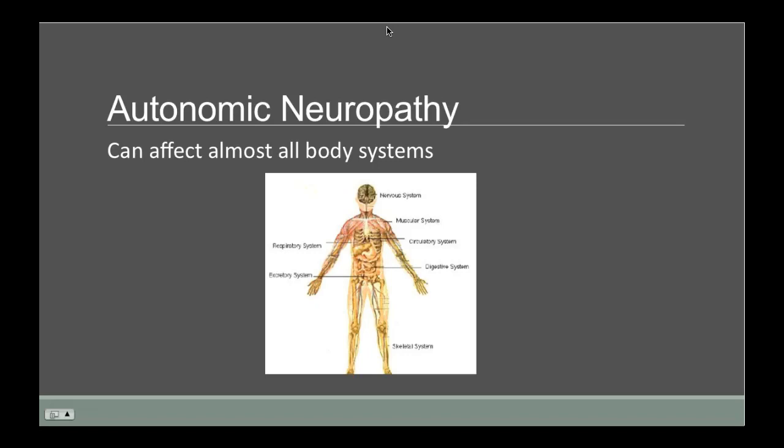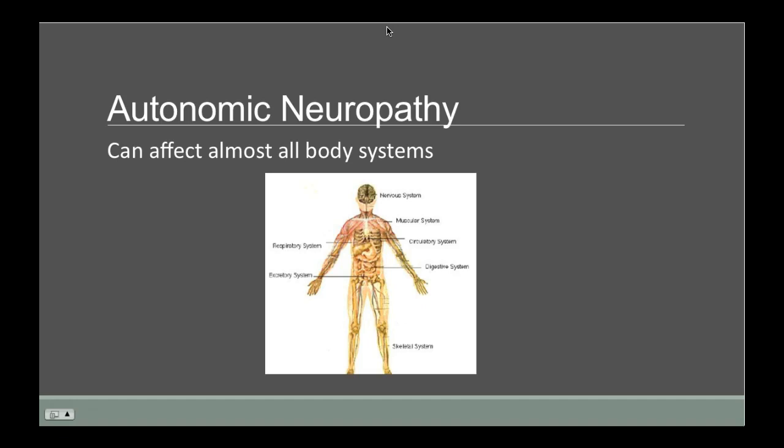The other kind is the autonomic neuropathy, and the thing about this is that it can affect almost all body systems. It can cause gastroparesis, which is delayed emptying of the bowel, anorexia, nausea, bowel incontinence, diarrhea, and a feeling of fullness. You can also have cardiovascular abnormalities, which include tachycardia at rest, postural hypotension, as well as a painless MI, which is an MI without any of the chest pain or anything that goes with it.